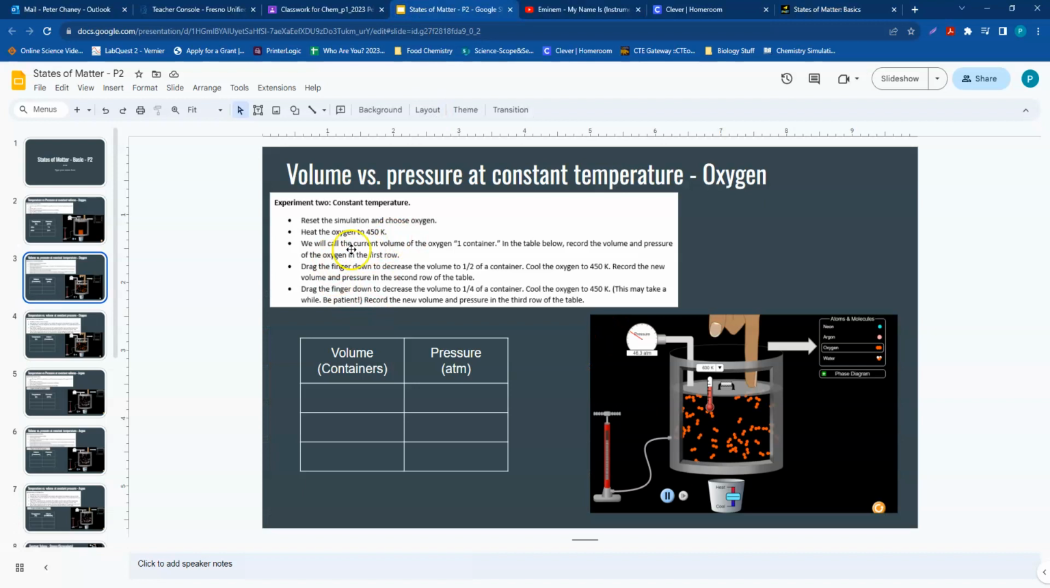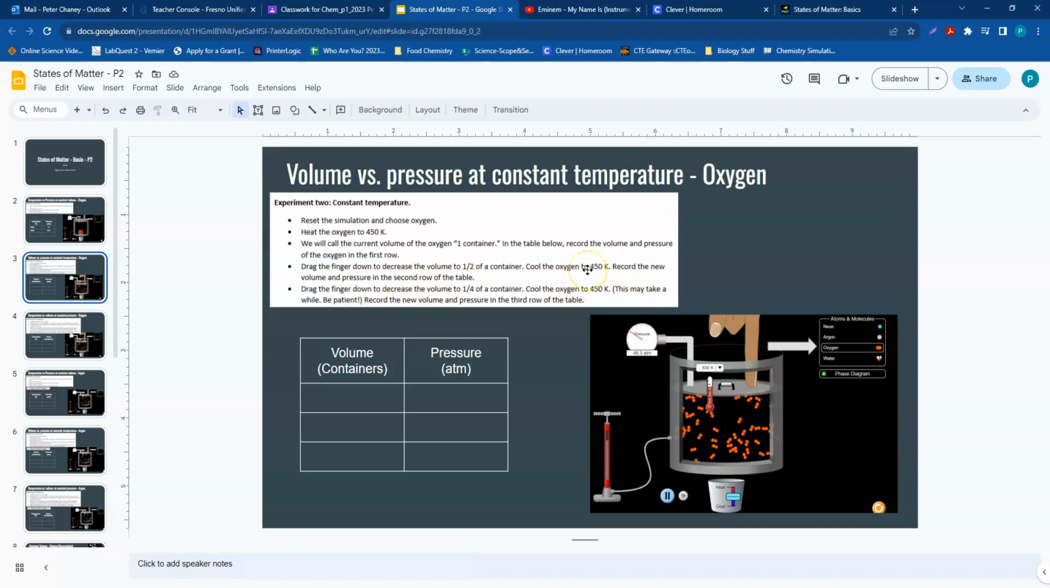So once we get it there, we're going to call the current volume of the oxygen 1 container. With the lid all the way up, we'll call that 1 container, and we'll put 1 container and whatever the pressure is once we get up to 450. Then we're going to use this right here to decrease the volume of the container to about half. We're going to cool the oxygen to 450, record the new volume and pressure in the second row.